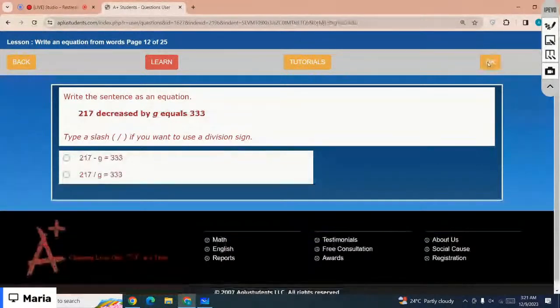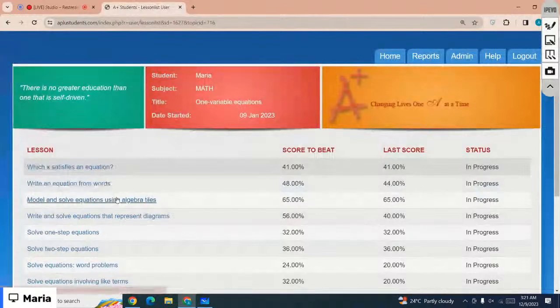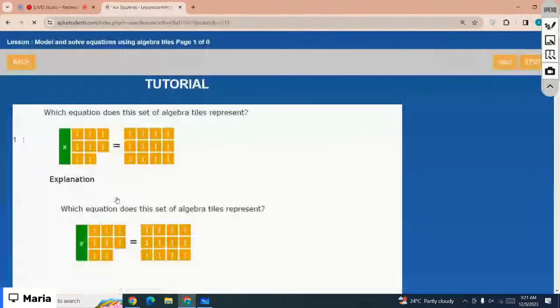Okay, you can complete the lesson by yourself later today. Let me just move on to next lesson. And the next lesson is model and solve equations using algebra tiles. Okay, how do we model the equation using tiles, you need to see which equation they represent, right?